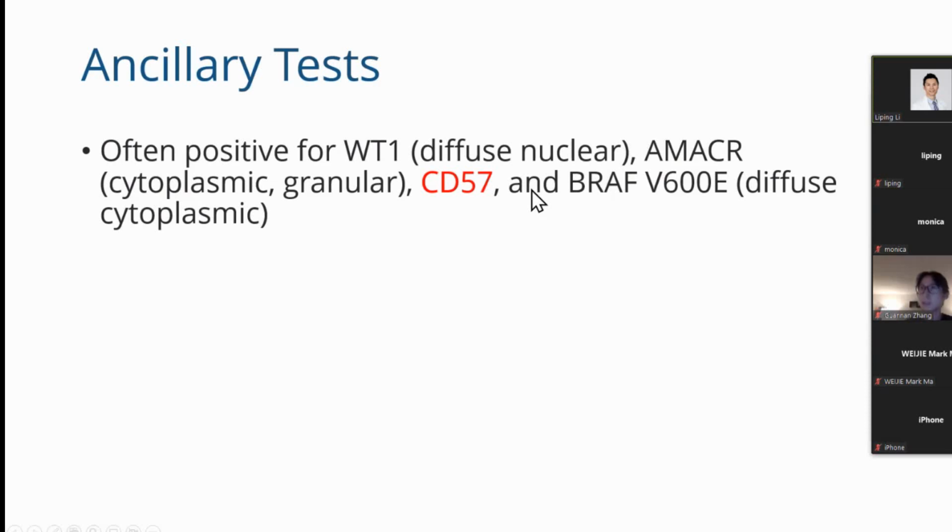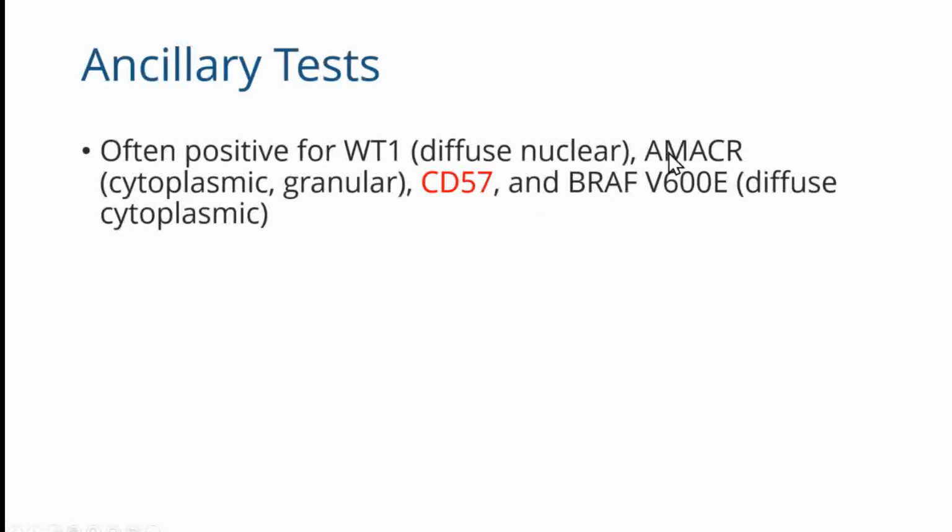For IHC staining, we can use WT1, AMACR, and CD57. And if your lab has in-house BRAF V600E mutation immunostaining, that is a really good one for this entity.